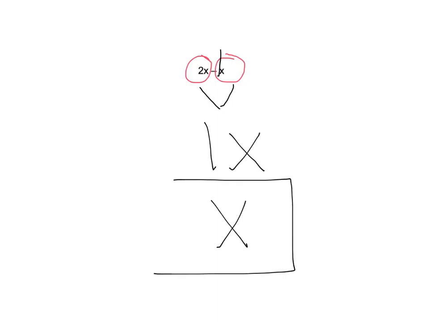2x minus x is our next problem. 2x minus x. They're the same, they're like terms. So I remember that I can put a 1 in front of the x. So this is just 2 minus 1, which is 1x, which can also be written as x. And that is your answer. You are all done.